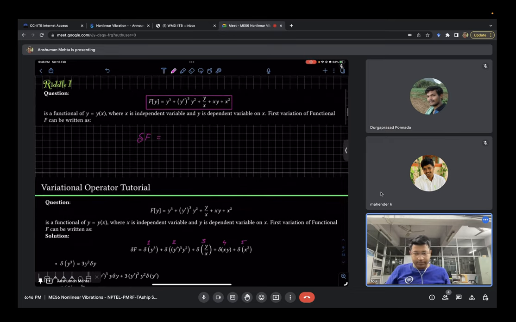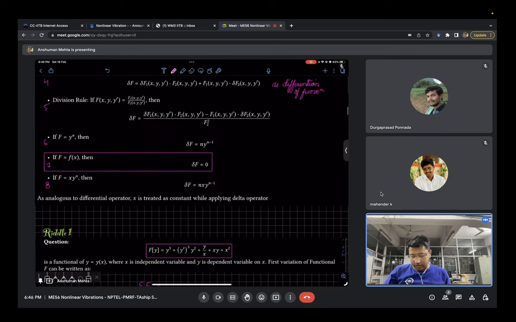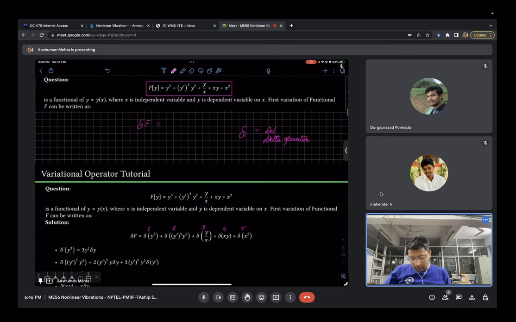So our first term, y cube, will just become 3y squared del y. Now this thing is also called the del, the delta operator. So del of y cube is equal to 3y squared del y. So I have used property number, I think, 8. Now second is del of y dash cube and y square. So I will first use the multiplication property, and I will get this.